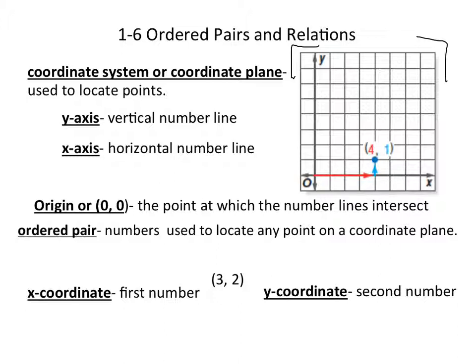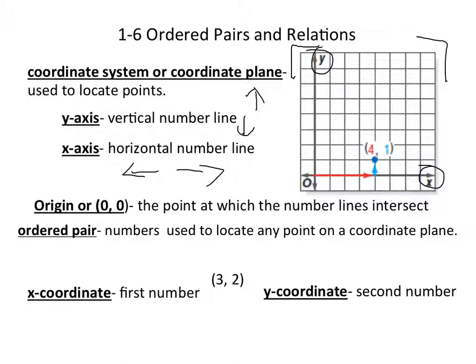The y-axis is the vertical line, or up or down. So we're talking about up or down for the vertical. The x-axis is the horizontal line, and that is from left to right. So here we go on our coordinate plane. You see the horizontal, you see the vertical, and they're labeled y and x clearly.